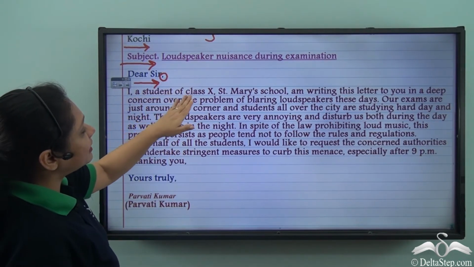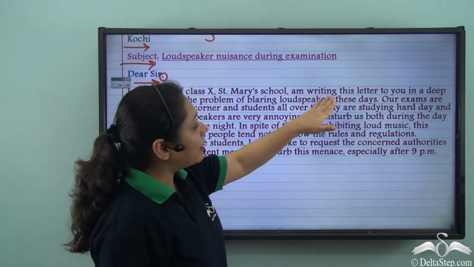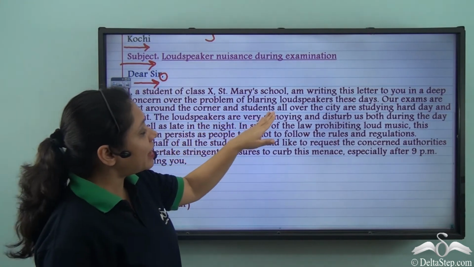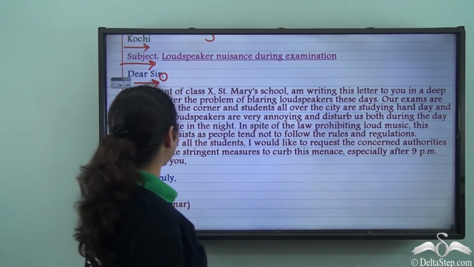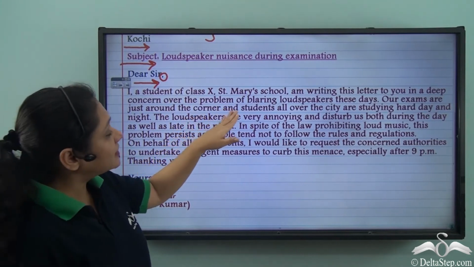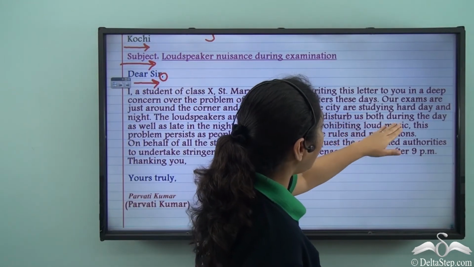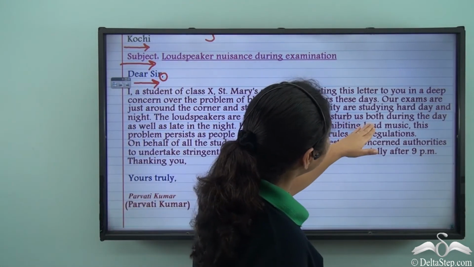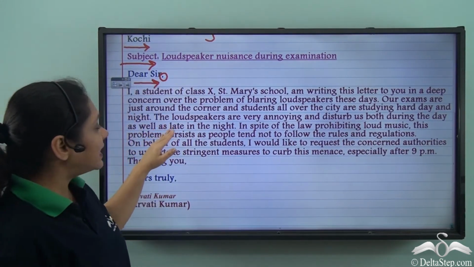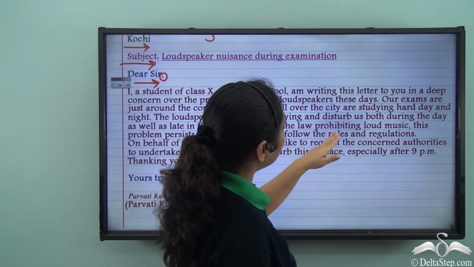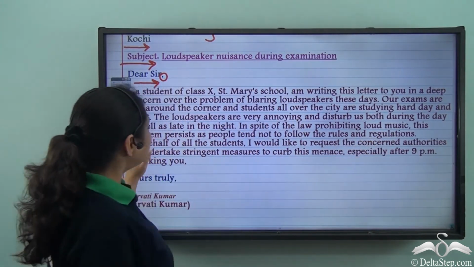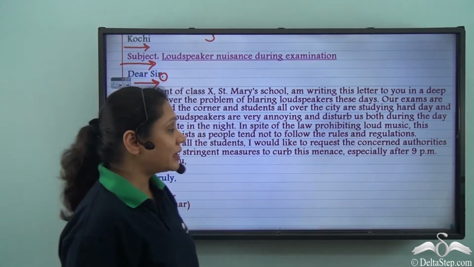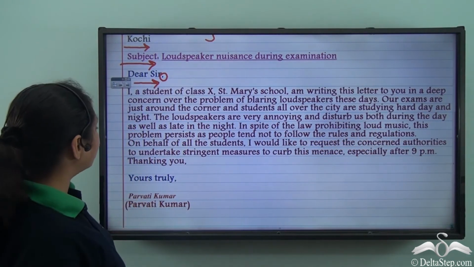I, a student of class 10, St. Mary's School, am writing this letter to you in deep concern over the problem of blaring loudspeakers these days. Our exams are just around the corner and students all over the city are studying hard day and night. The loudspeakers are very annoying and disturb us both during the day as well as late in the night. In spite of the law prohibiting loud music, this problem persists as people tend not to follow the rules and regulations. Then we have the second paragraph.